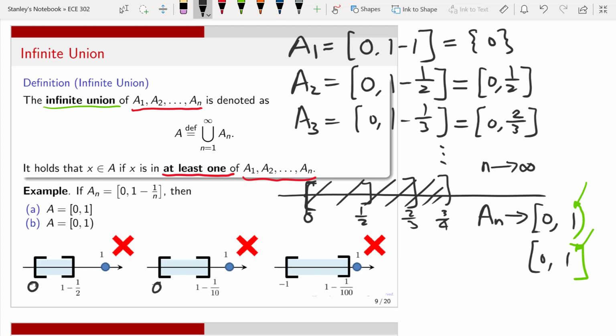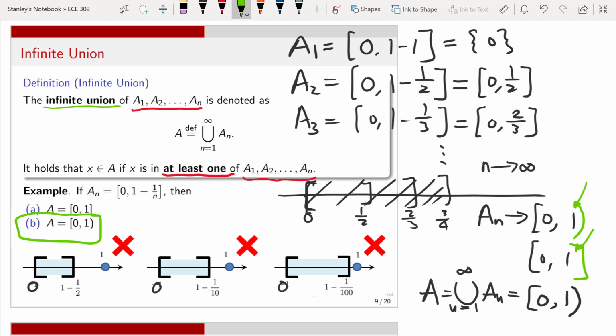And then is 1 living here? No. And is 1 living here? That's also no. So no matter which n you pick, that number 1 is never included inside this closed interval, and therefore we say that this 1 cannot live in the infinite union, and therefore this infinite union, which is the union going from 1 to An, has to be a semi-open interval that goes from 0 and then all the way to 1, but doesn't include the number 1, and therefore the solution to this problem is this case.